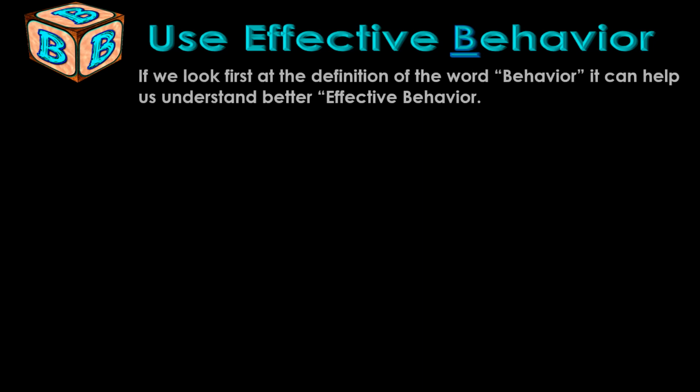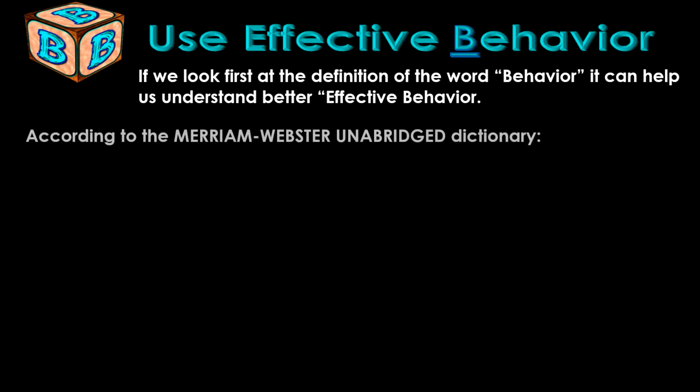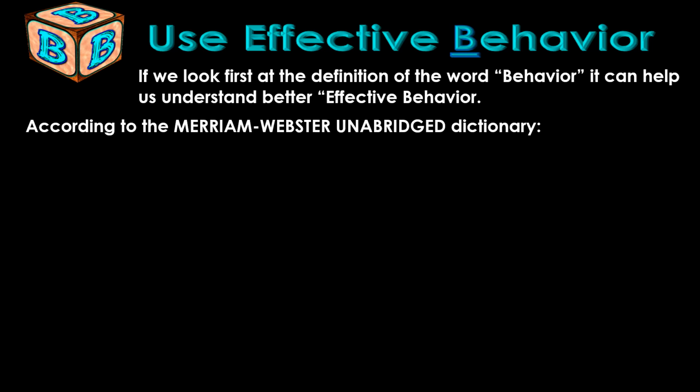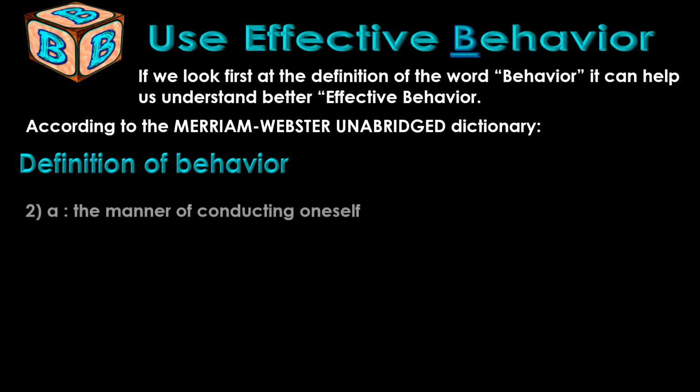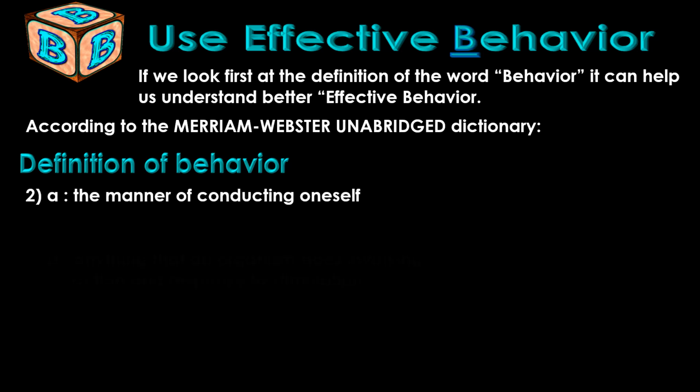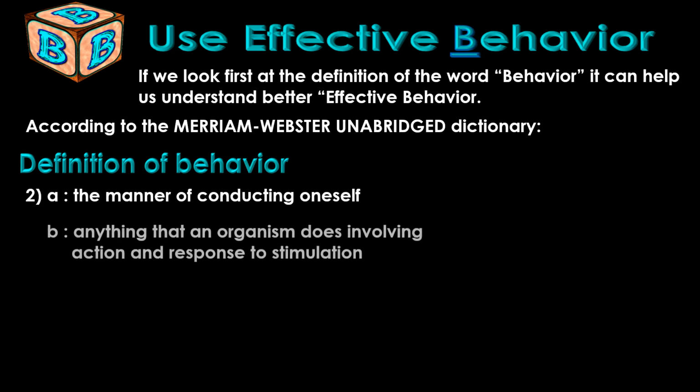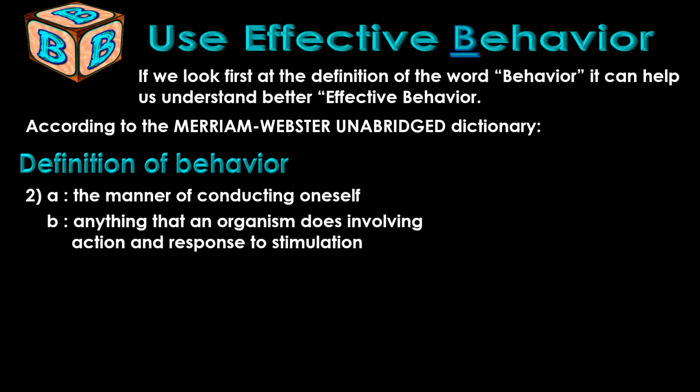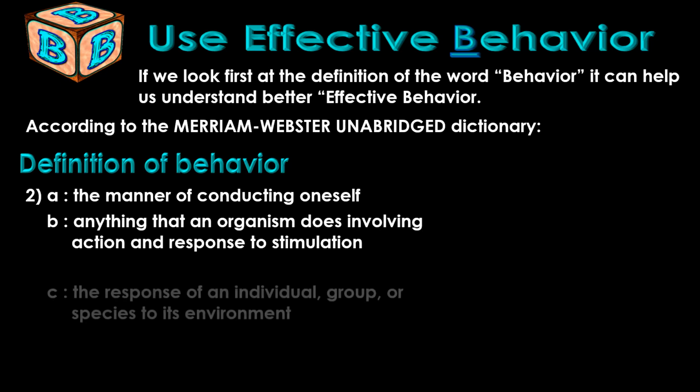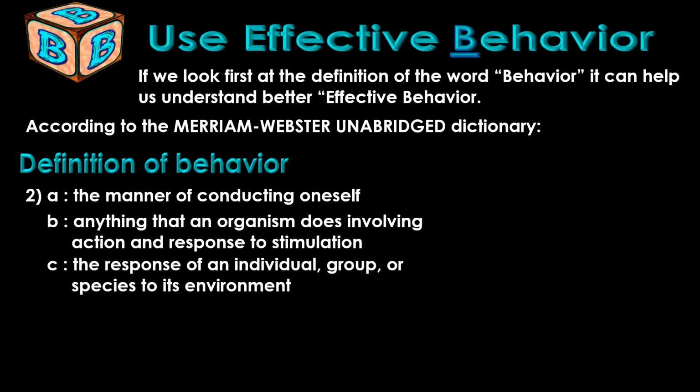So, starting with B, use effective behavior. If we look first at the definition of the word behavior, it can help us understand better effective behavior. According to the Merriam-Webster Unabridged Dictionary, the definition of behavior is A, the manner of conducting oneself. B, anything that an organism does involving action and response to stimulation. And C, the response of an individual, group, or species to its environment.